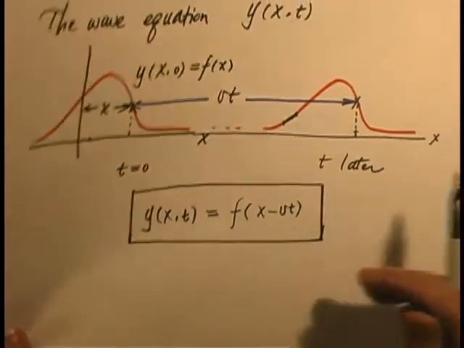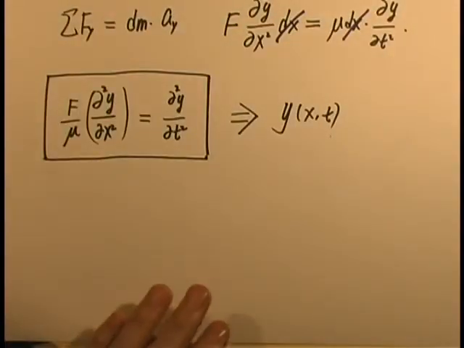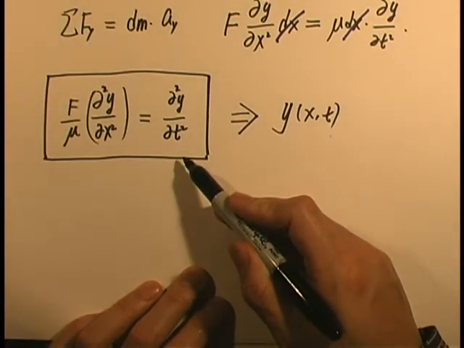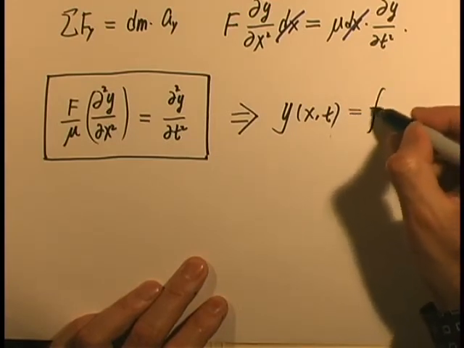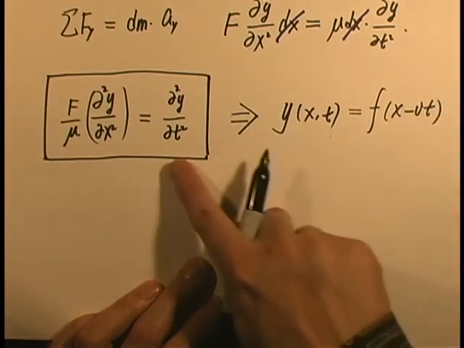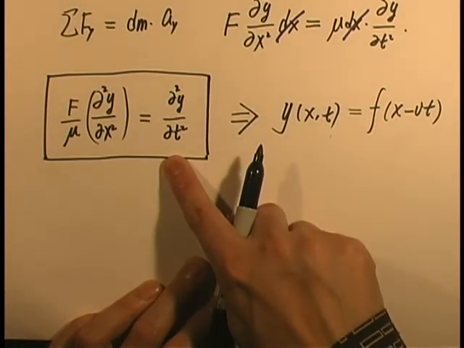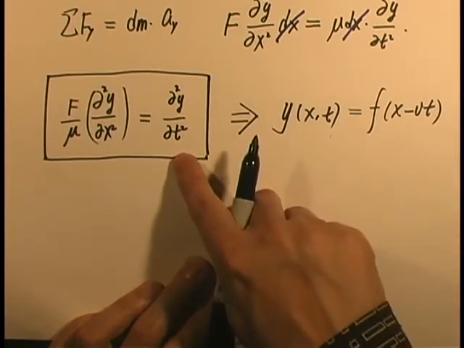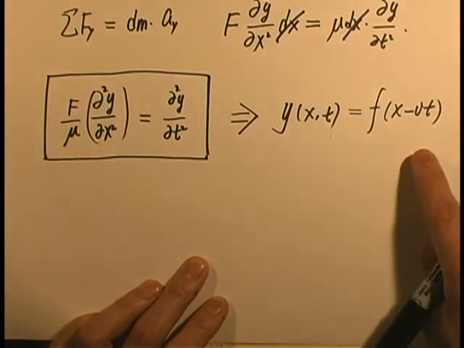Does it really work? Does it actually satisfy Newton's second law? Well, simple. This equation is from Newton's second law, right? If our intuition is actually correct, then our intuition, y of x,t equals f of x minus vt, should satisfy this equation. If this is actually a solution, then it should satisfy this equation. That means this solution is not only intuitively correct, it is actually physically valid because it satisfies Newton's second law.